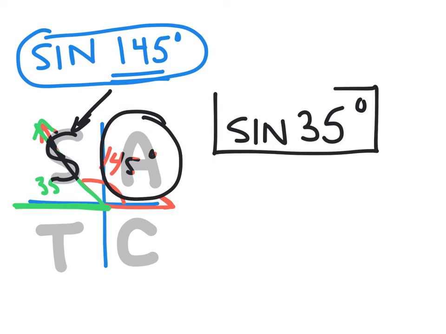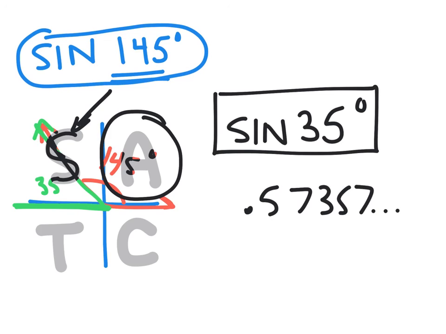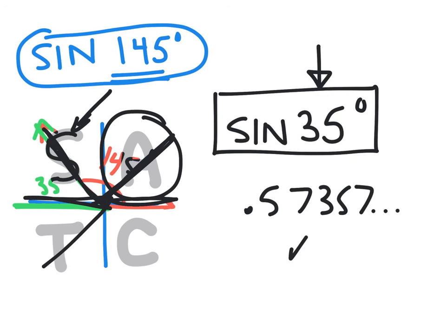If you type in the sine of 35, you get a positive value of 0.57357, and if you type in the sine of 145, you get the exact same answer. The key is first obtaining the reference angle, finding the angle in the correct quadrant that would have the same sine value, and the key to that is CAST, C-A-S-T.